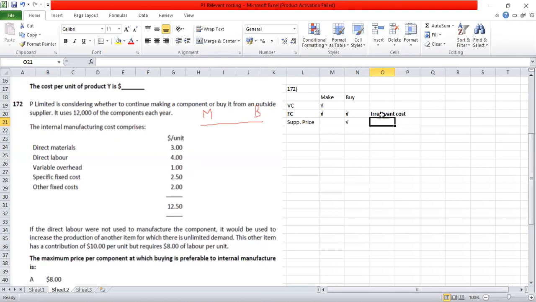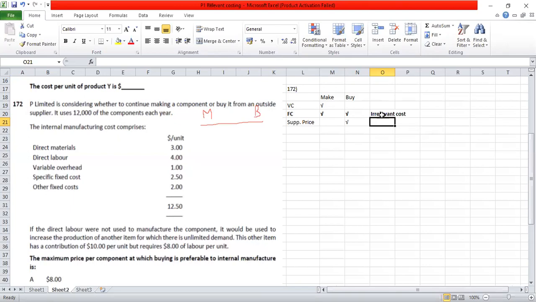Even if fixed cost is considered, it will be added to the variable cost and it will be added to the supplier's price. So that portion of it is irrelevant in nature. So the decision should be between the variable cost and the supplier price. Okay, that's the decision criteria. The question has additional information also.